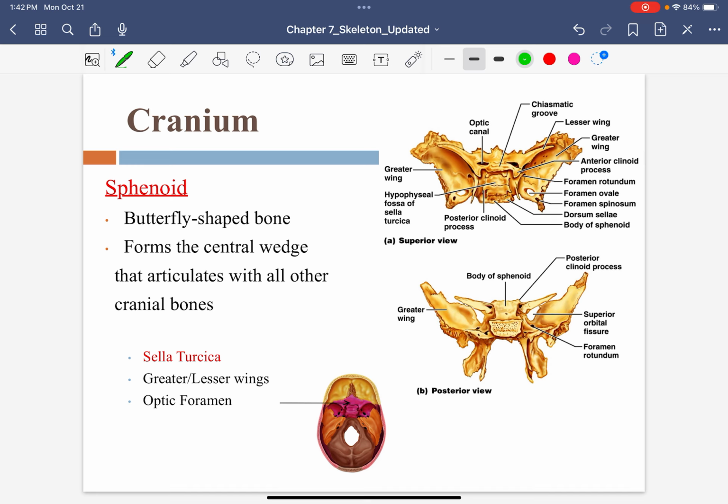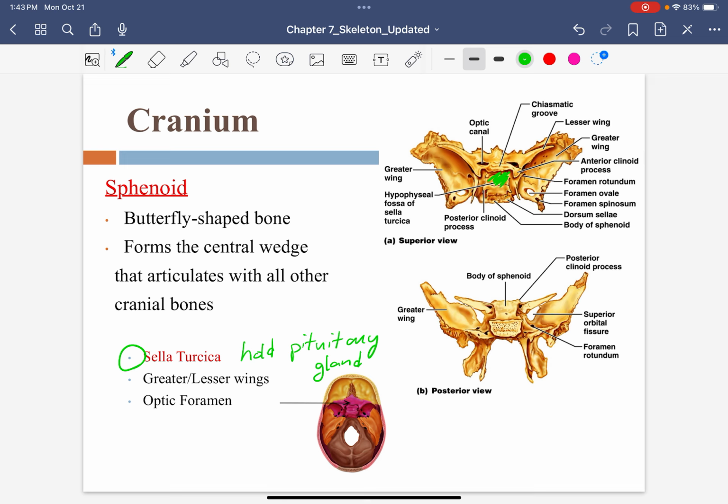One of the things that we talked about in lab, in the sphenoid, is the sella turcica. The sella turcica is that depression up top. Now we're adding function. The function of the sella turcica is to hold the pituitary gland. It's a protective thing for the pituitary gland. That little depression is a nice, safe depression for the pituitary gland.